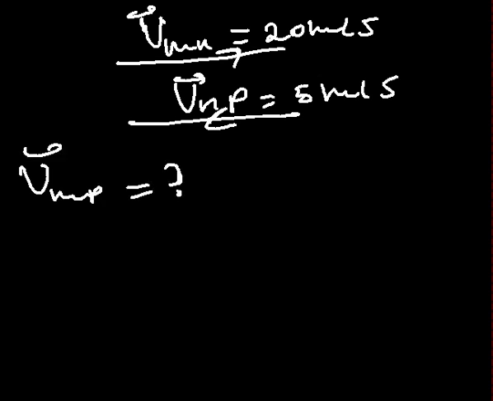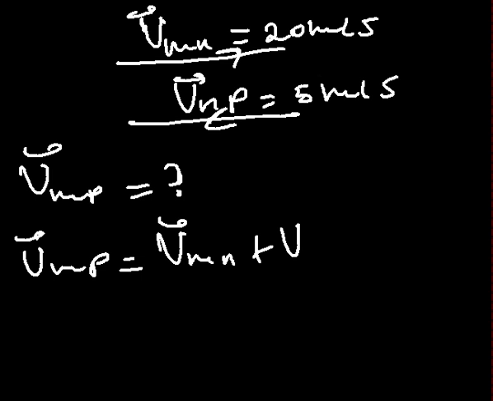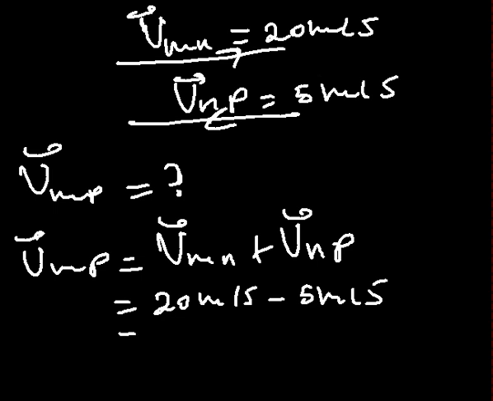So first thing, let's come up with the expression. We'll have Vmp equal to Vmn plus Vnp, like that. And that we have Vmn, yes, we have it as 20 meters per second. And that we have Vnp, that is 5 meters. But now since it is going towards the negative direction, we'll have it as negative 5 meters per second. So that will be given as 15 meters per second, like that.